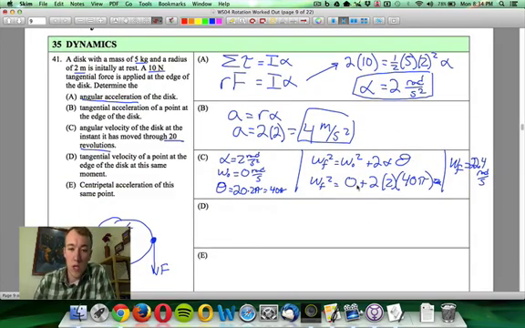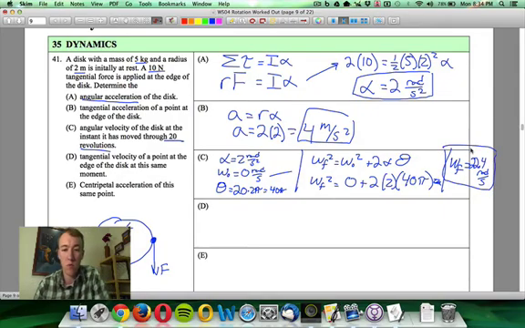So we did a little bit of rotational kinematics. We knew the angular acceleration, the initial angular velocity, and we found the angular displacement, and we were able to come up with our final angular velocity of 22.4 radians per second.